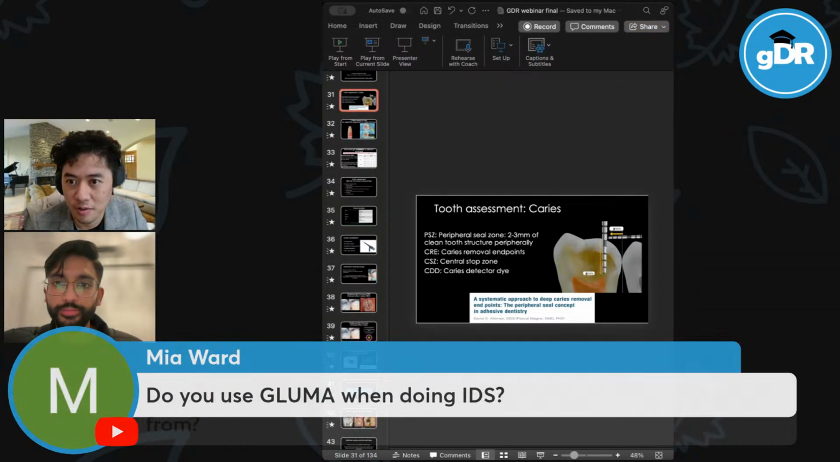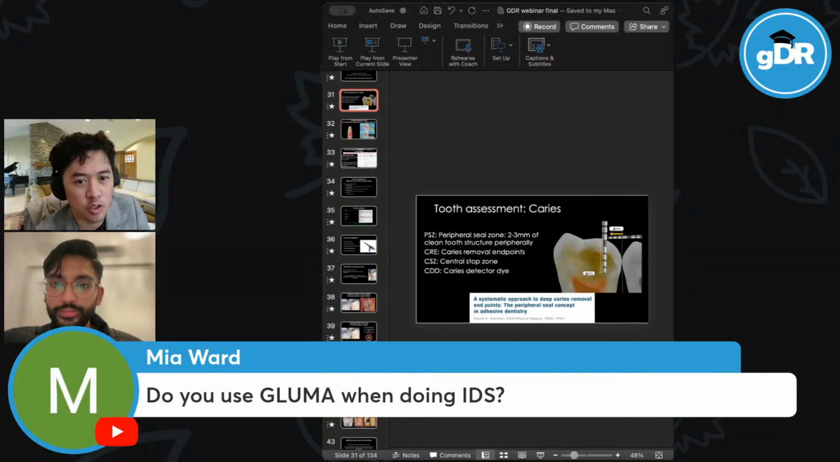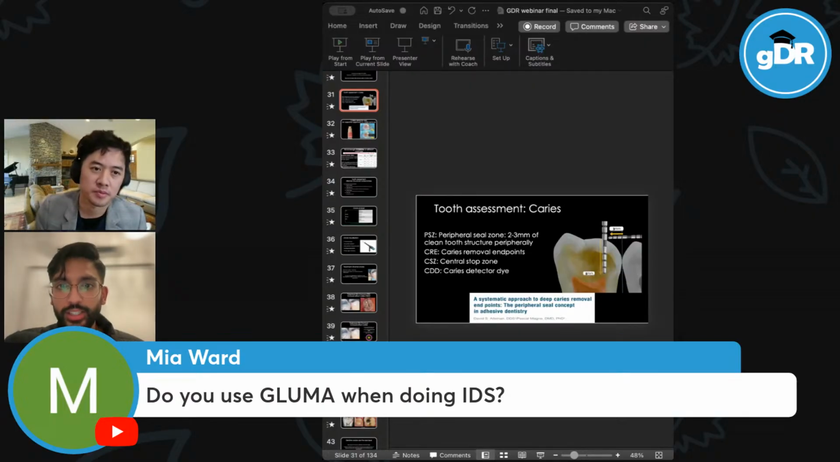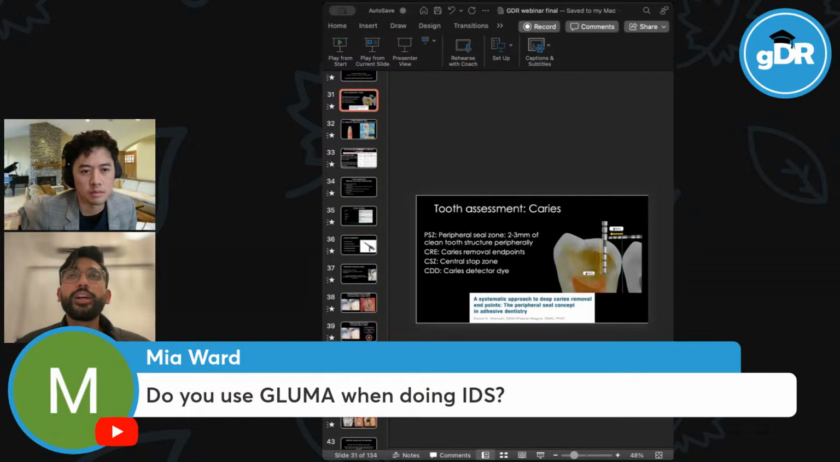Thank you very much. We've got Dr. Mia Ward. Do you use Gluma when doing IDS? No, not really. I think it's a desensitizing agent. Don't really see the need for it, especially because we're getting the strongest bond after IDS. Gluma, I don't want to blanket statement this, but Gluma in some cases can kind of be hiding the sensitivity that you're getting from cracks that you've left behind after a traditional crown prep. It's good for you and good for your patient for a little bit, but that crack's still there, right?